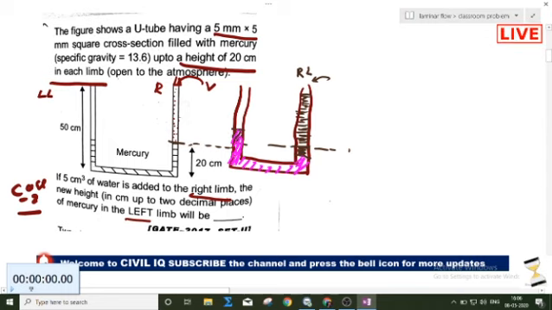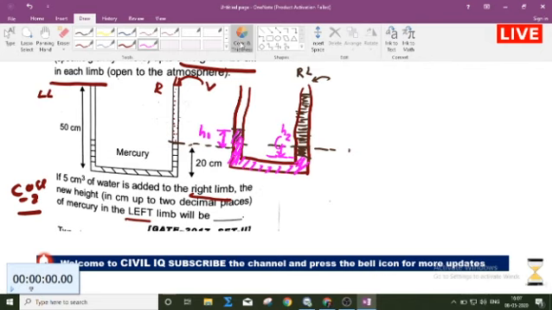So this is the mercury, and this is the height gained by this mercury. Suppose this height is h1. What is the fall of mercury? This is the fall, called h2. The same amount that falls in the right limb will be gained in the left limb, because the fluid is incompressible in nature. So we have to find out this new height.